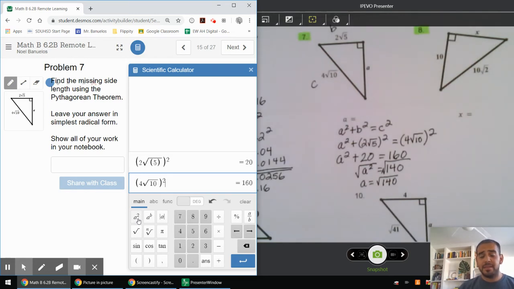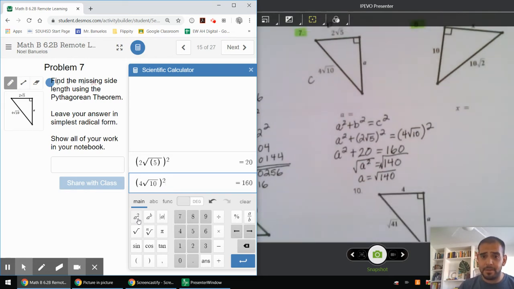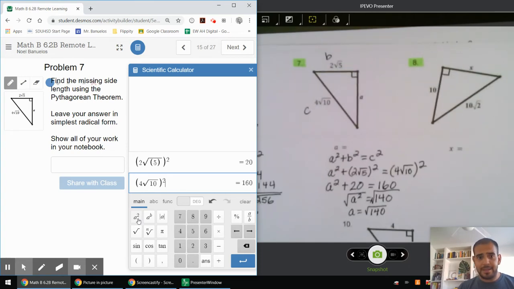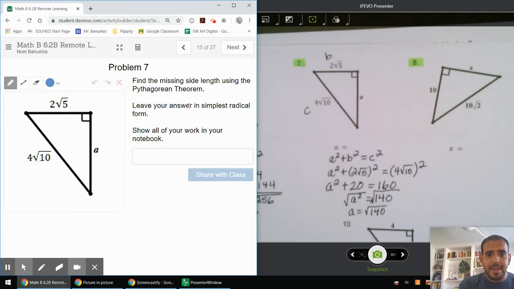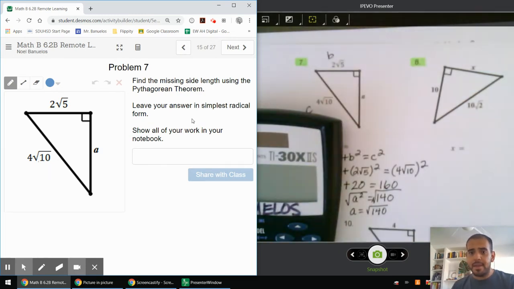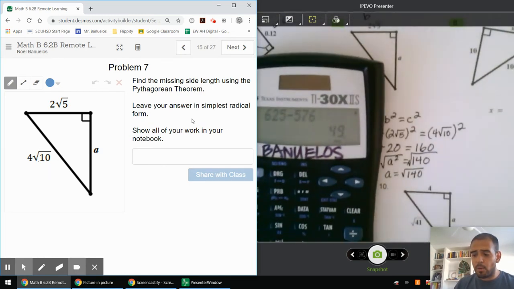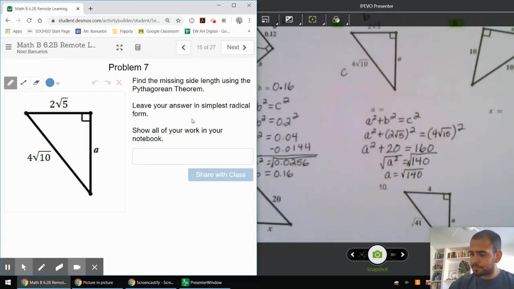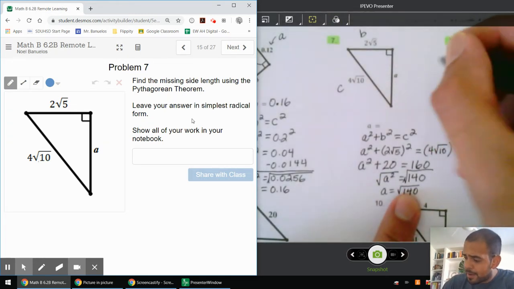So we learned in the previous lesson how to simplify a radical. Because in the directions, it's saying leave your answer in simplest radical form. So I need to see, can I factor out a perfect square? Let's start really small. Our smallest perfect square is 4. So let's see if 4 goes into 140. 140 divided by 4. Yeah, it does work. Okay, awesome.